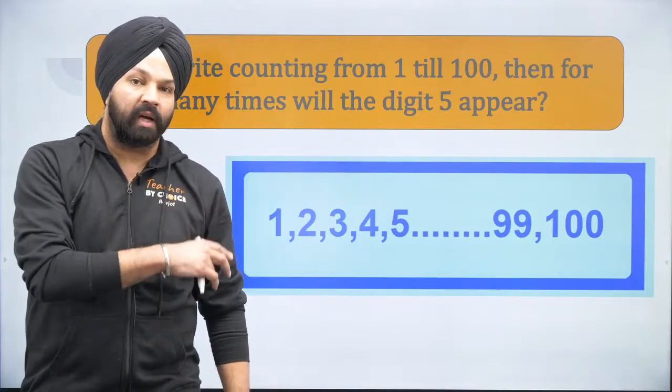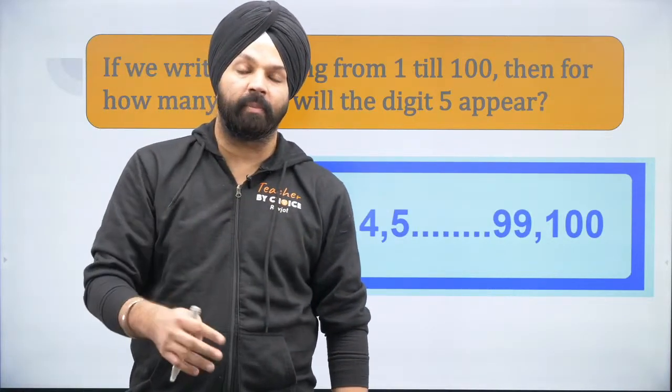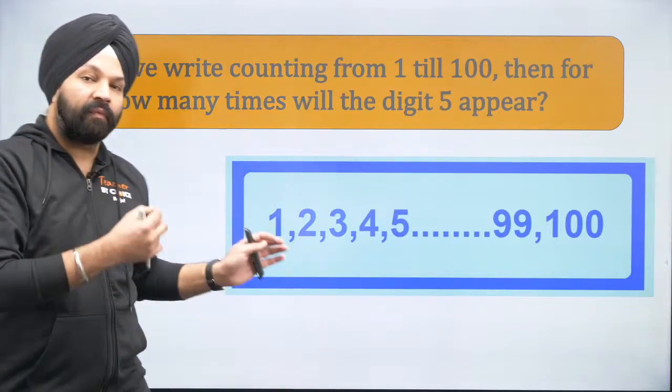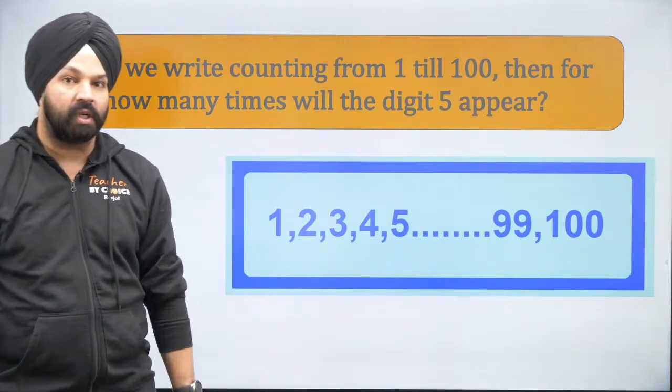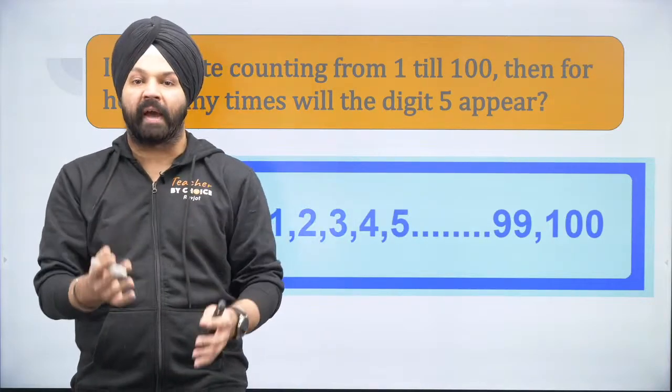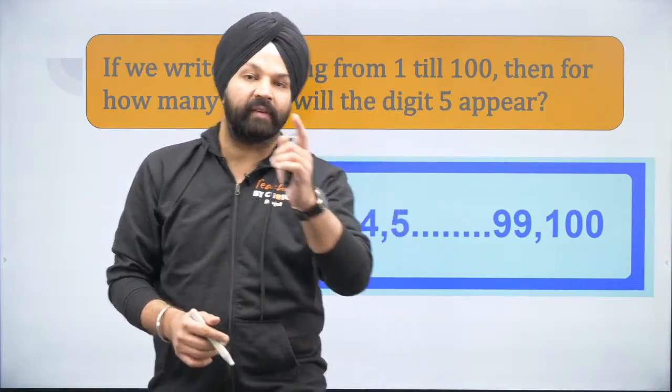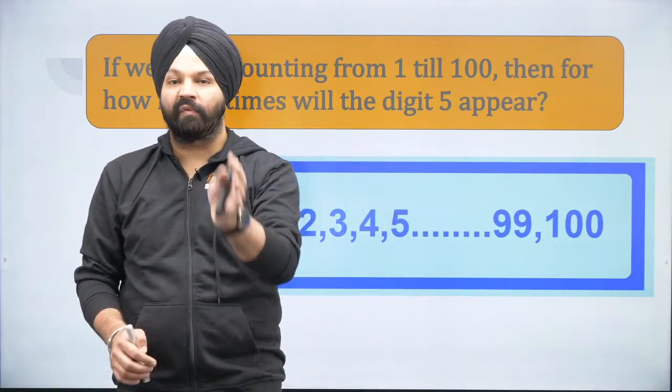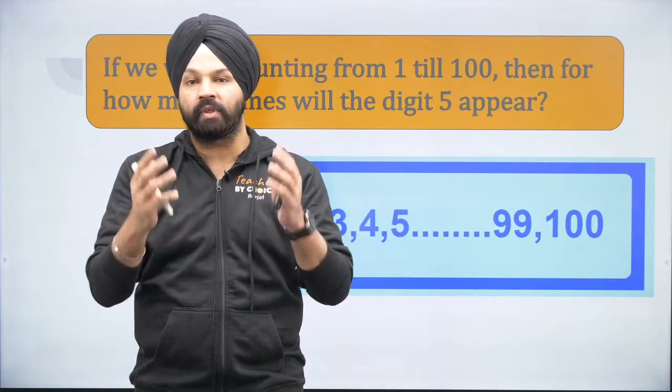The funda which we are going to learn from this will be applicable on many other questions which are lengthier. This is a very short question. Why? Because when we write 1 to 100, where is 5? 5 is at the units place or at the tens place. At the units place, 5 occurs at 5, 15, 25, 35, 45, 55, 65 and so on, till 95. How many times? 10 times. 5 occurs on tens place at 50, 51, 52, 53, 54, up till 59. How many times? 10 times.